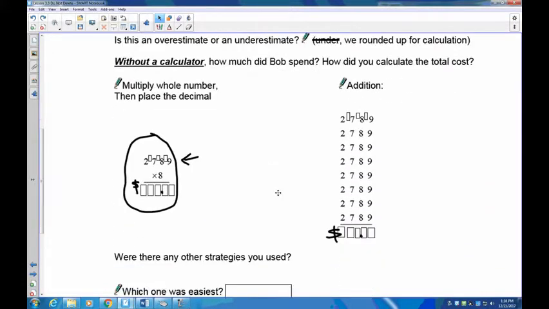So let's do the answer here without the calculator. Okay? You can see that I've got some extra stuff from before. Get rid of that stuff.